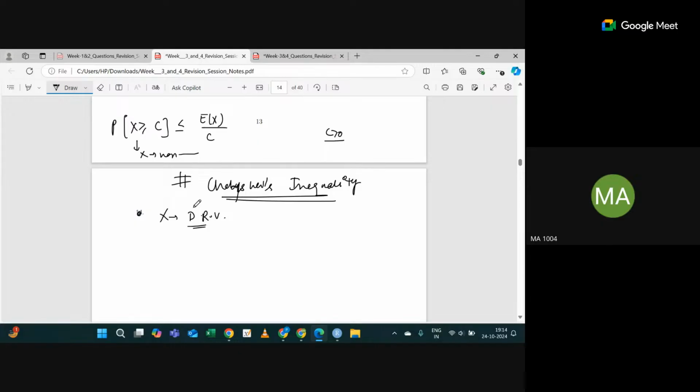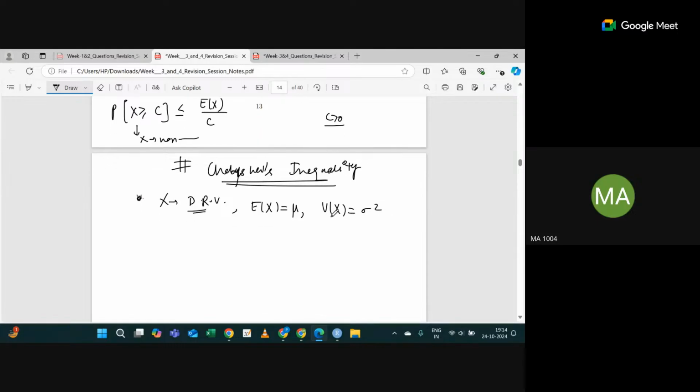Okay. Suppose X is a discrete random variable, and expectation of X is mu and variance of X is sigma square. For example. Then Chebyshev inequality says: probability that modulus of X minus mu is greater than or equal to K sigma is less than or equal to 1 by K square. Okay.